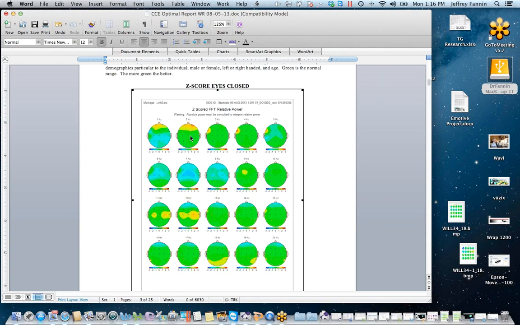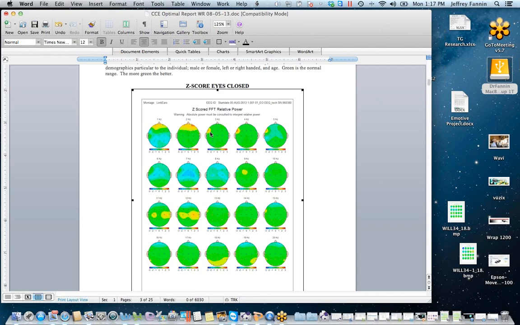So we'll go over a number of things here as we go through this. The other thing that is interesting about this light blue is that we know this is the gateway to the subconscious and what goes on there. And I'm going to talk more about that when we go to the next report here.